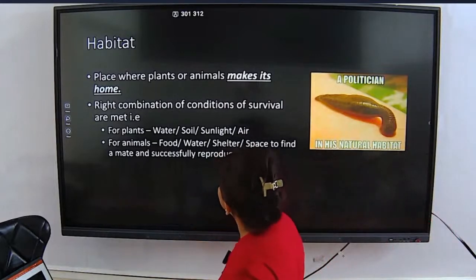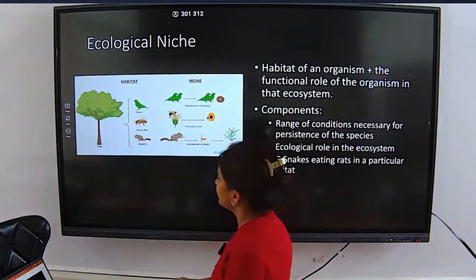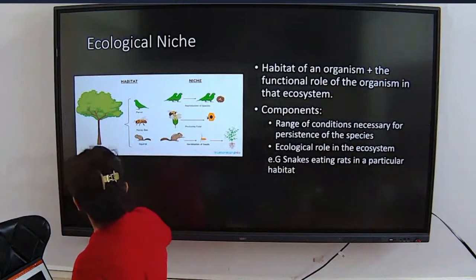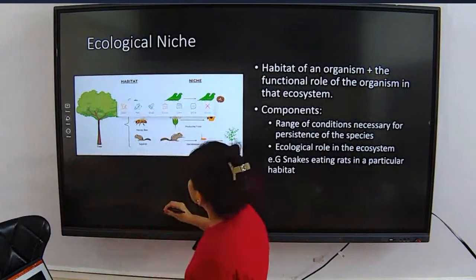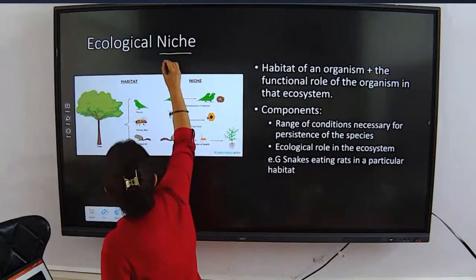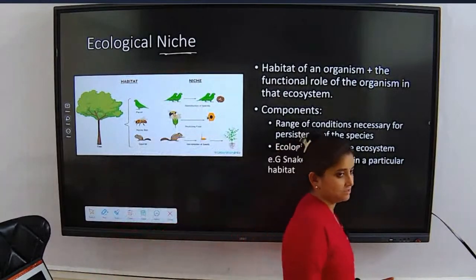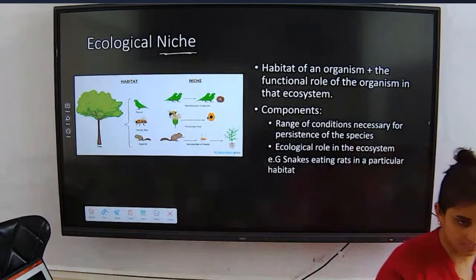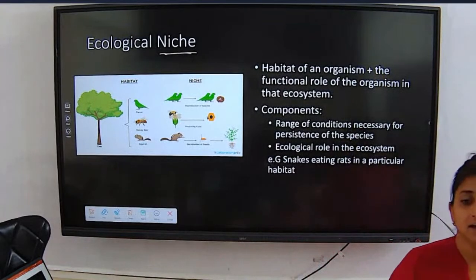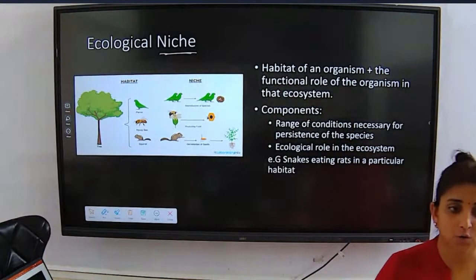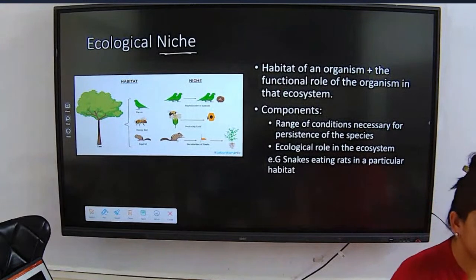Now, if you've understood the meaning of habitat, this is relatively easy to understand. Ecological niche refers to two things. First is the organism's habitat, and second, the functional role of that organism in that habitat.